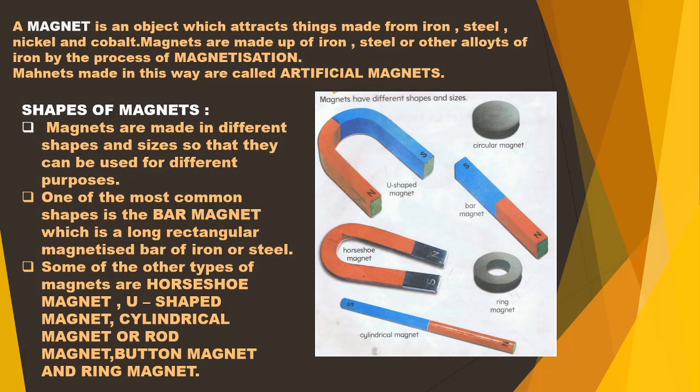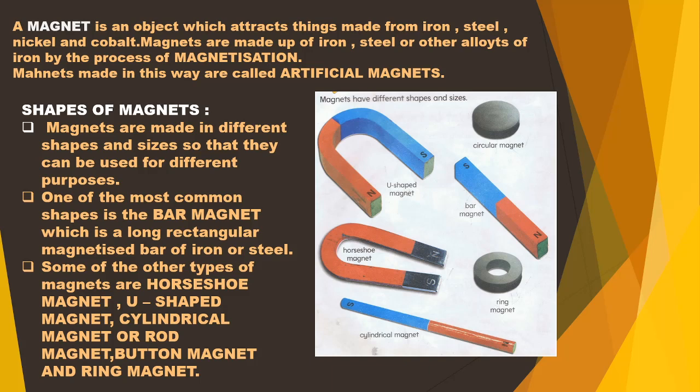Now, I hope all of you know the word magnet. Then, what is a magnet? It is an object which attracts things made from iron, steel, nickel, cobalt. Even at home, you have seen magnets attracting only those metals which are known as magnetic metals, that is iron, steel, nickel or cobalt.